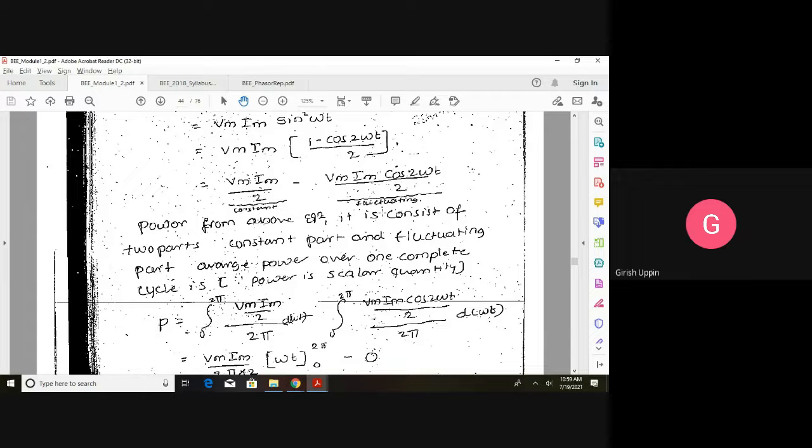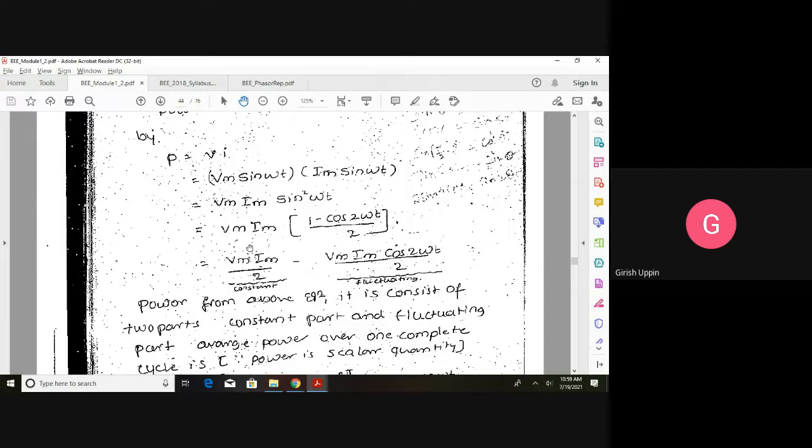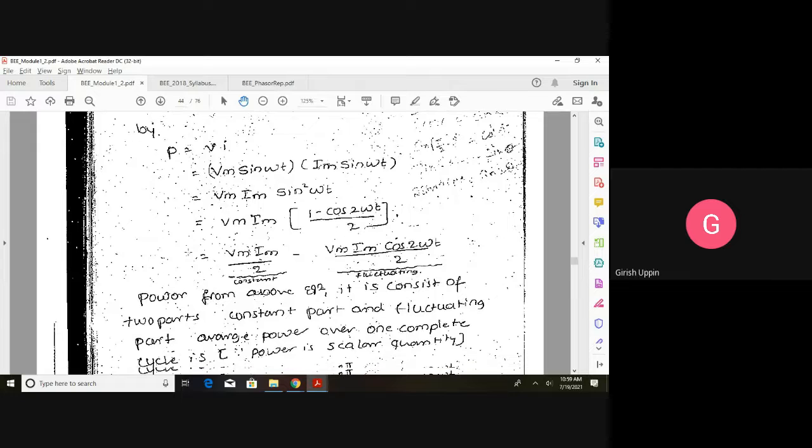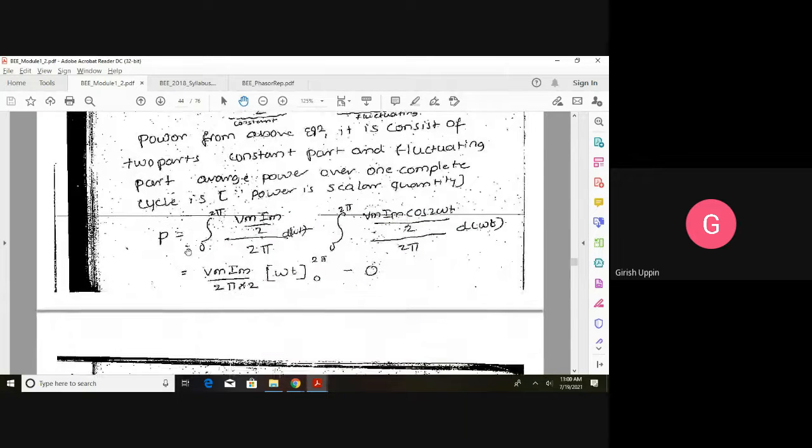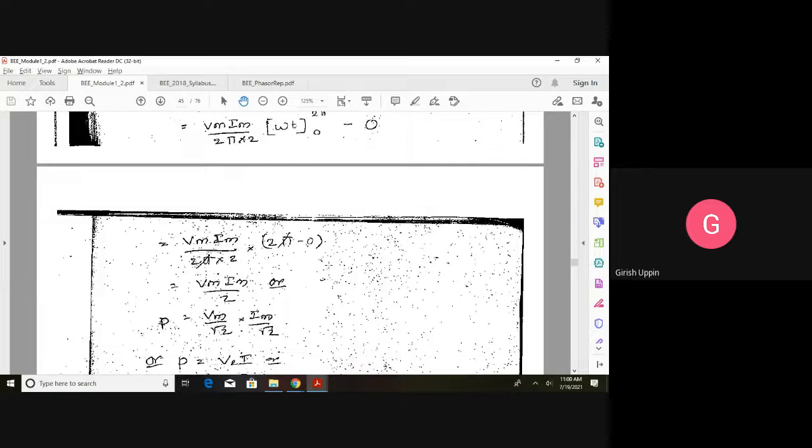If we want to find the average power over a cycle, this equation is the instantaneous value of the power. To get the average power consumed in one cycle, you have to integrate it from 0 to 2 pi and divide by 2 pi. This is the constant value, and this is the fluctuating value. If you integrate the fluctuating part, you get 0. Here Vm Im by 2 is constant, 2 pi is constant, and the integral of d omega t is omega t from 0 to 2 pi. If you substitute that, what we get is P is equal to Vm Im by 2.